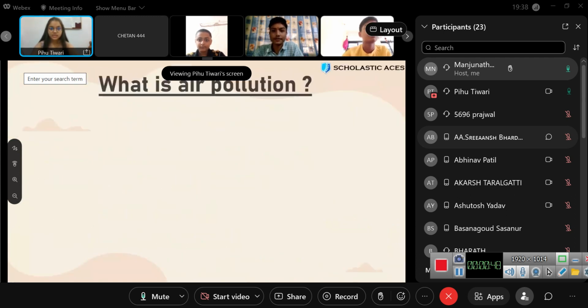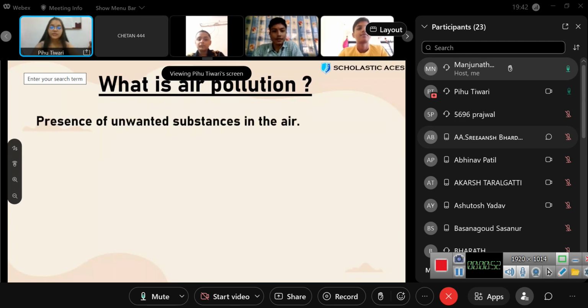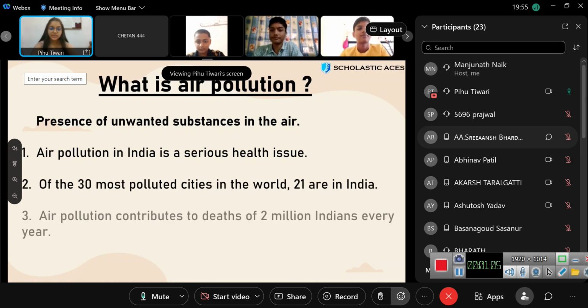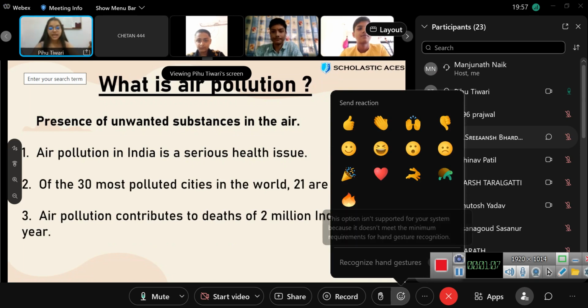So for starters, what is air pollution? Air pollution is the presence of unwanted substances in the air. Air pollution in India is a serious health issue. Of the 30 most polluted cities in the world, 21 are in India. Air pollution contributes to death of 2 million Indians every year.